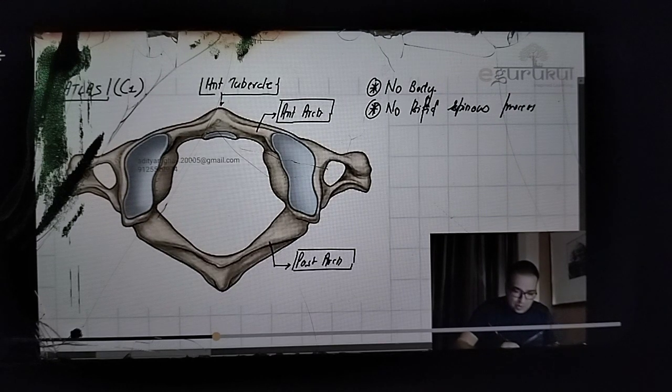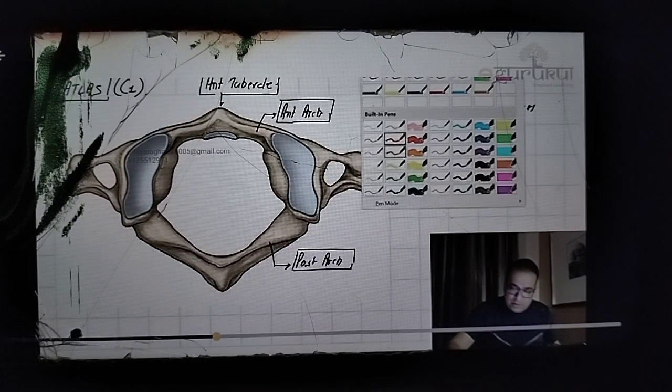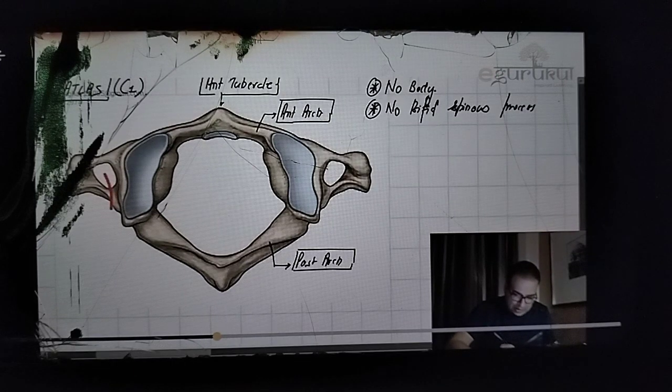That means the vertebral artery has to come from here to the inside. And how will it come inside? It's like this. The vertebral artery will come in like this and use this posterior arch to go inside and then enter through the foramen magnum. So this sulcus or depression on the superior surface of the posterior arch of the atlas gives passage, number one, to the vertebral artery. And this is basically the third part of the vertebral artery.